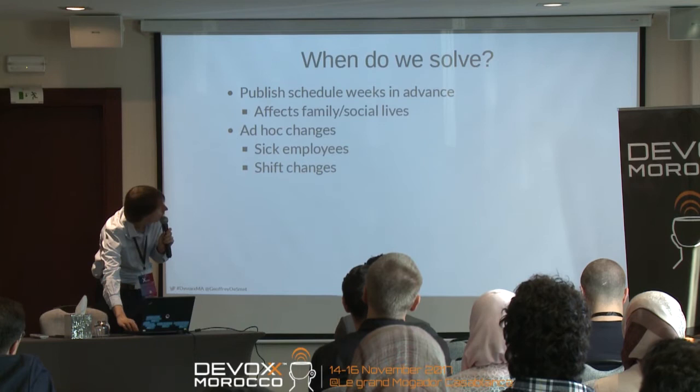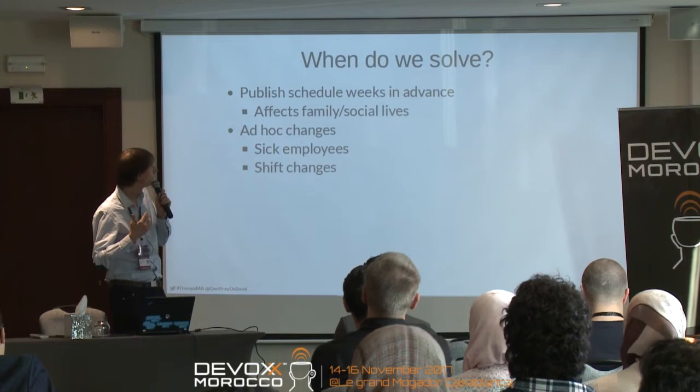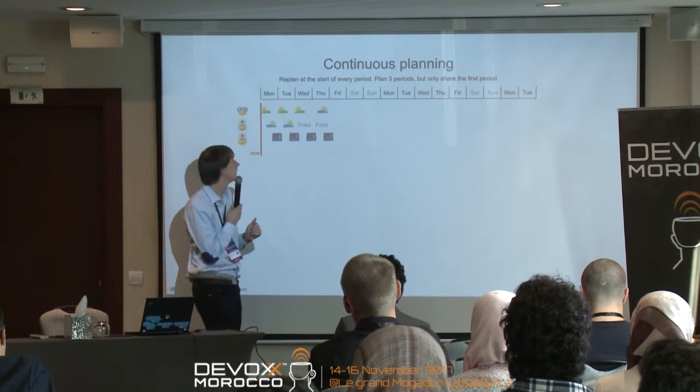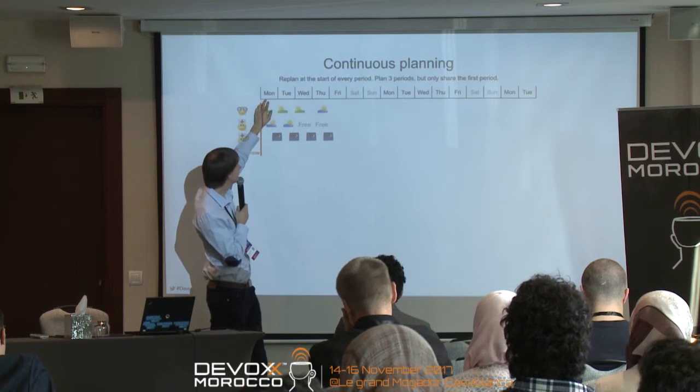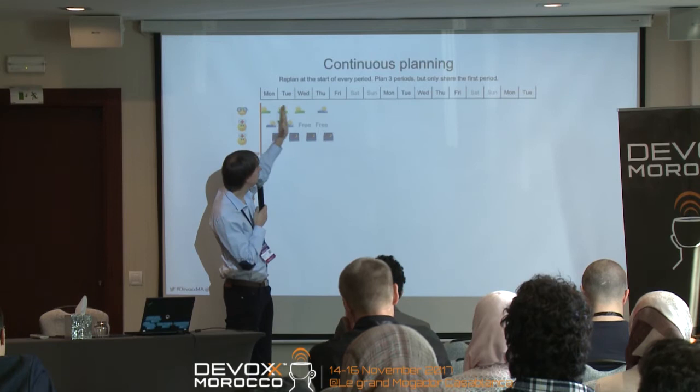Okay, so when do we solve to finish this one? And so how far do we solve in advance? Let me show you what we do, which is something called continuous planning. So we are today, and we have a schedule of 4 days, and we need to fill this in. We need to print this out on paper and give this to the employees so they know when they need to work.